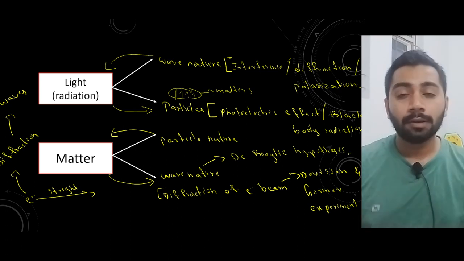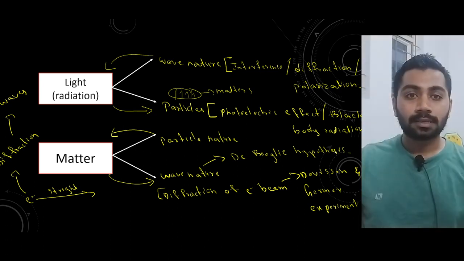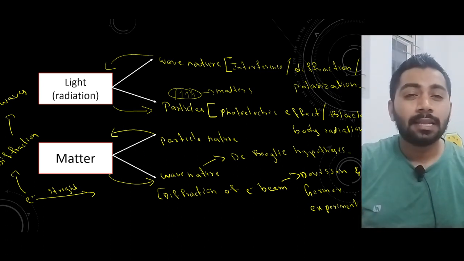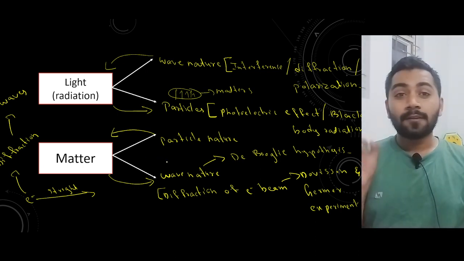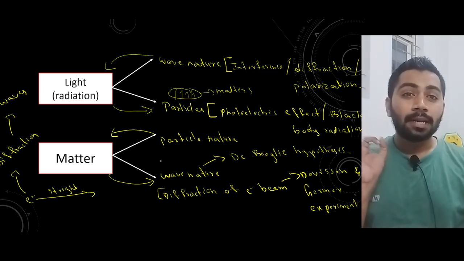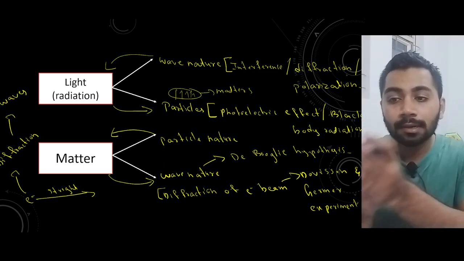This is the main important. We'll discuss more about this. Okay, now basically this is a mindset. This is a clear-cut explanation of why light behaves with both natures and why matter behaves with both natures. And this is the topic name.